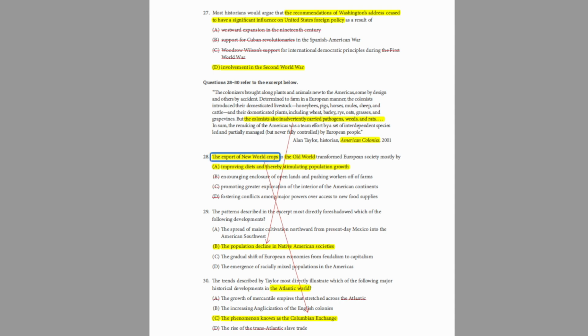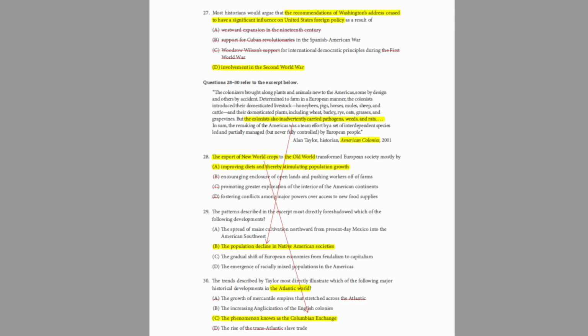How did the export of New World crops change the Old World? It's pretty straightforward. If Europe receives more food from the New World, it will benefit from having more to eat. That leads directly to A, which says improving diets and thereby stimulating population growth. Meanwhile, B, C, and D do not focus on the main idea of New World exports affecting the Old World, so they can be eliminated.